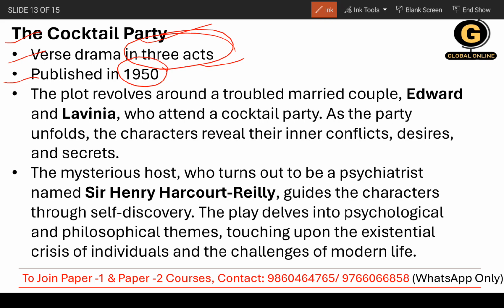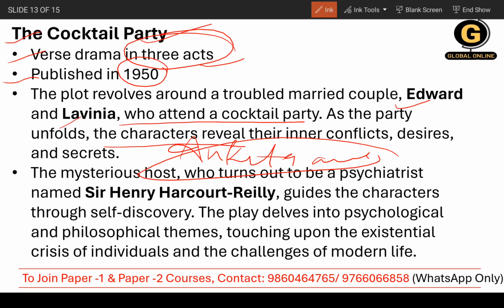Okay, so the plot revolves around a troubled married couple. You can relate this with Ankita and Vicky, if you are watching Bigg Boss. I'm not a fan of Bigg Boss, but I'm watching the reels. So you can relate this: Edward and Lavinia, who attend a cocktail party. As the party unfolds, the characters reveal their inner conflicts, desires, and secrets. Now, when they entered the Bigg Boss house, they actually started revealing their inner conflicts, desires, and secrets, right? So I can relate this with Ankita and Vicky, and you can relate that too if you are watching.